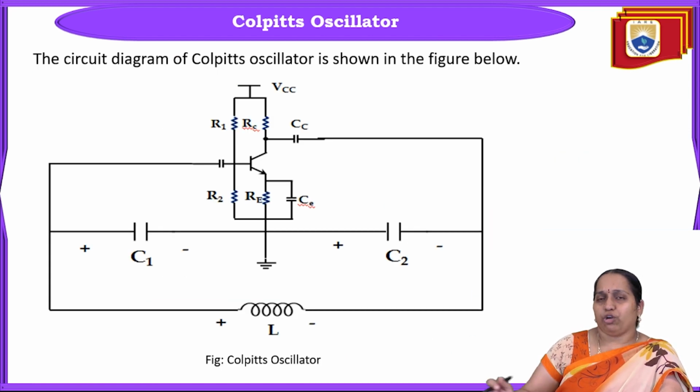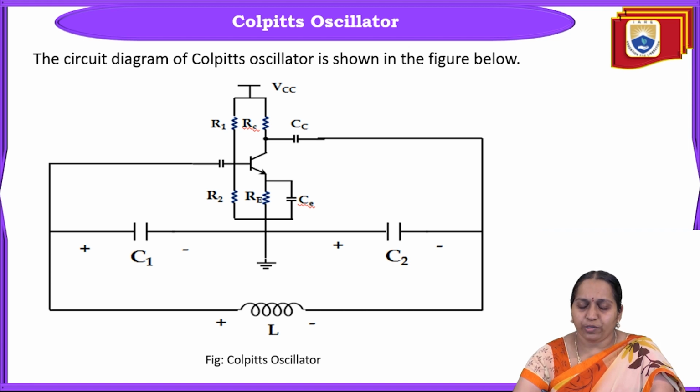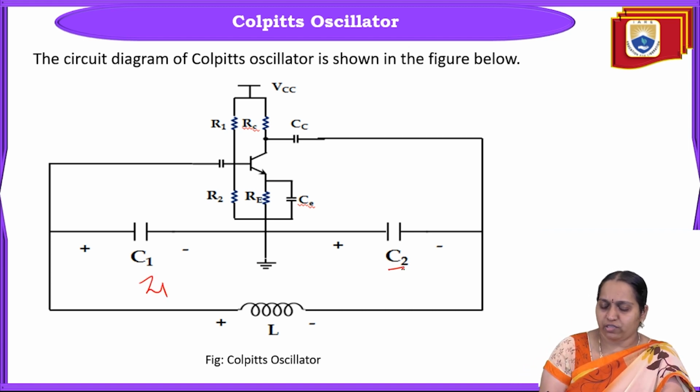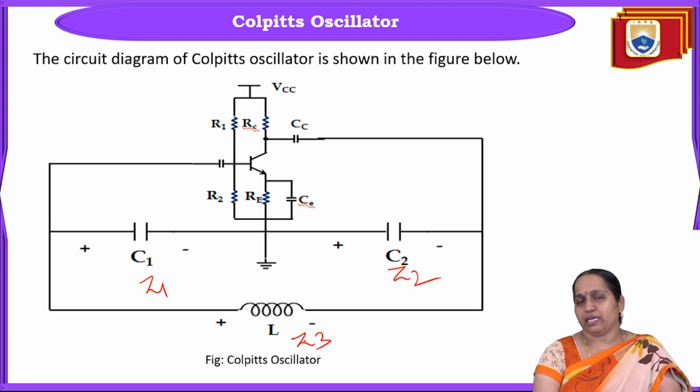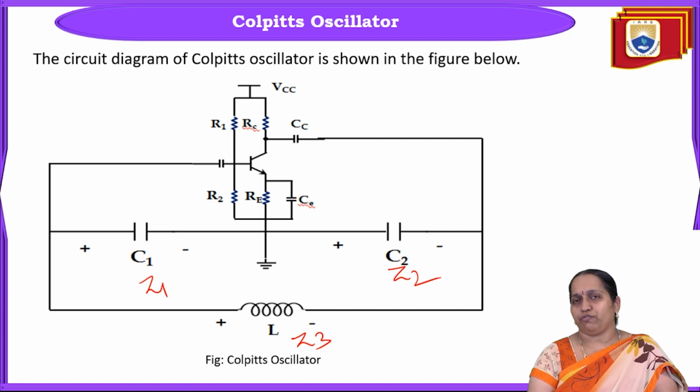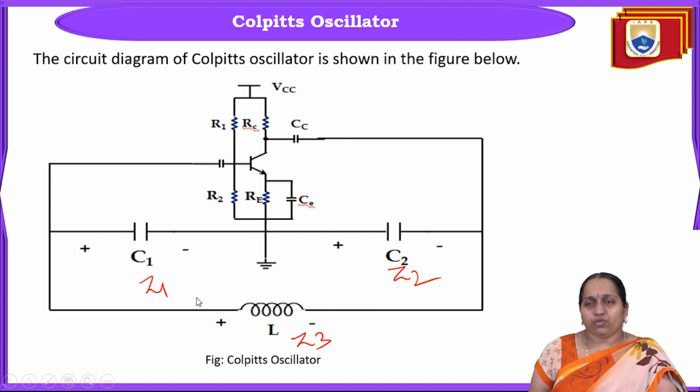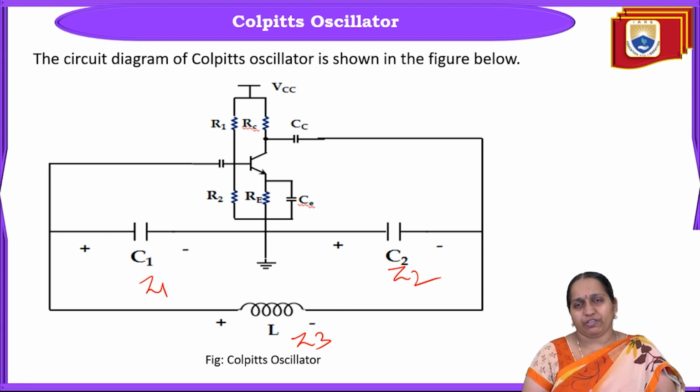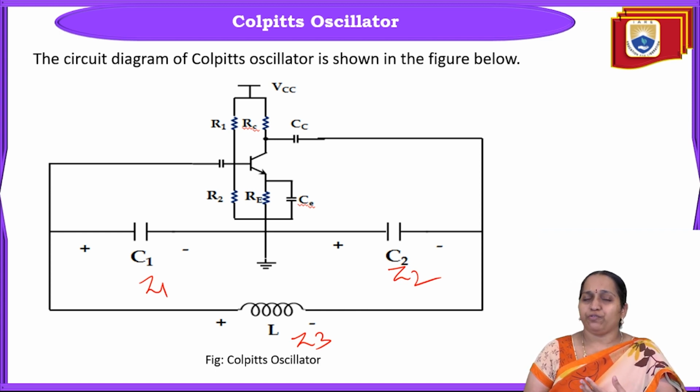Now, if we go for the Colpitts oscillator, as I told, here you will be using capacitances in place of Z1 and Z2. So this is Z1, this is Z2 and this is Z3. Same basic amplifier, you are just replacing Z1 by C1, Z2 by C2, and Z3 is the inductance L. Same as we have seen for the Hartley oscillator, for the Colpitts oscillator also we will try to derive the frequency of oscillations and the condition for oscillations.